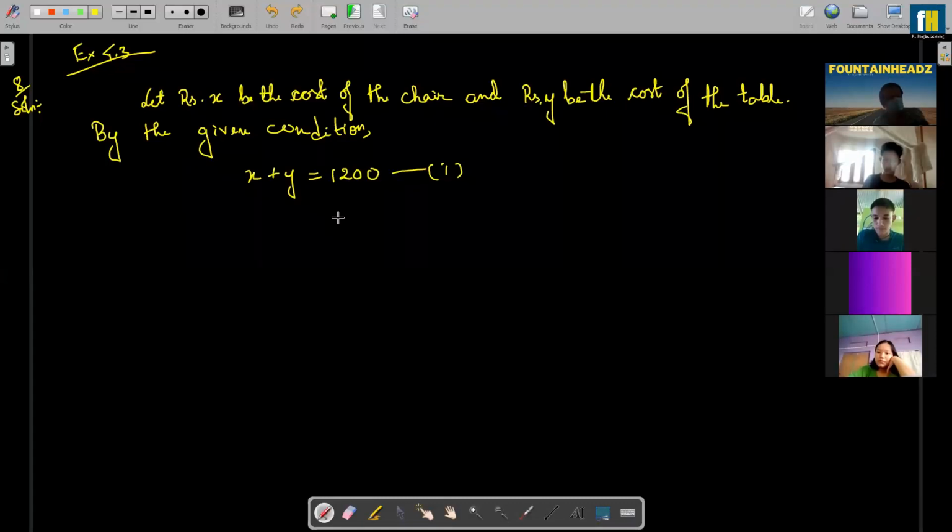Second condition: by selling the chair at a profit of 20% and the table at a loss of 5%, the total sale is as given.